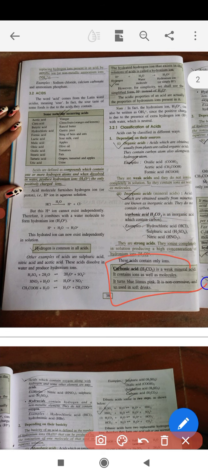One thing you just remember, carbonic acid is a weak mineral acid. It turns blue litmus pink. So students, remember this thing, litmus is an indicator. Litmus paper is present, you can also buy it in the market, it is available.